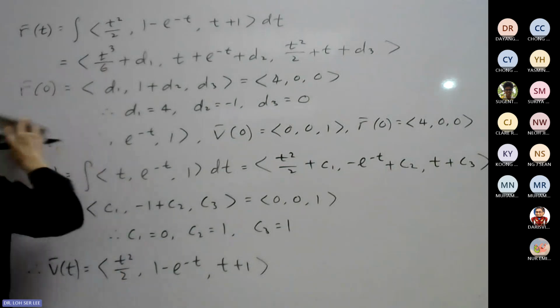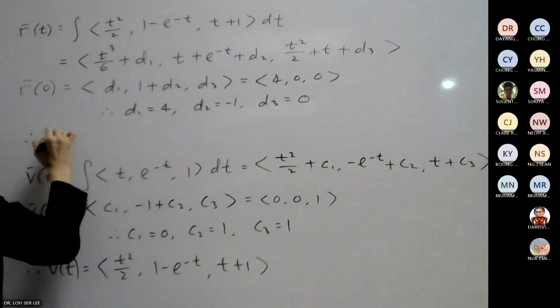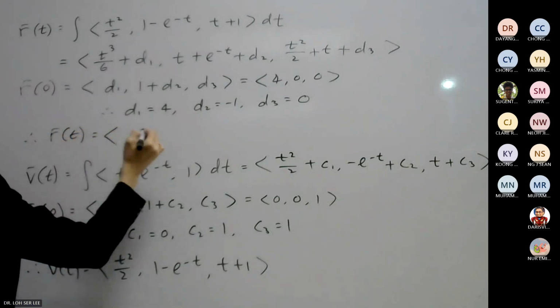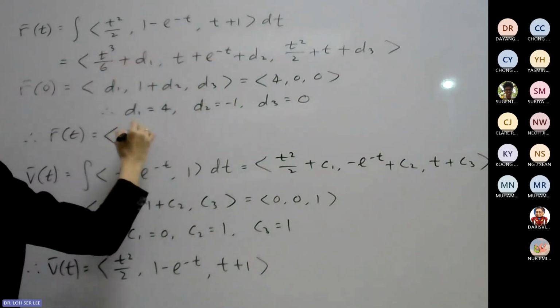Okay, and hence you can get your r(t). So you substitute your d1, d2, d3 into your r(t).